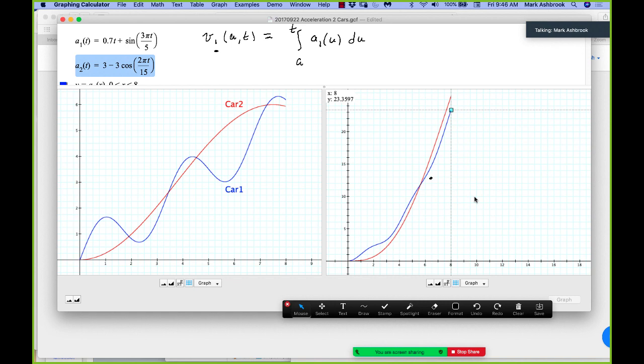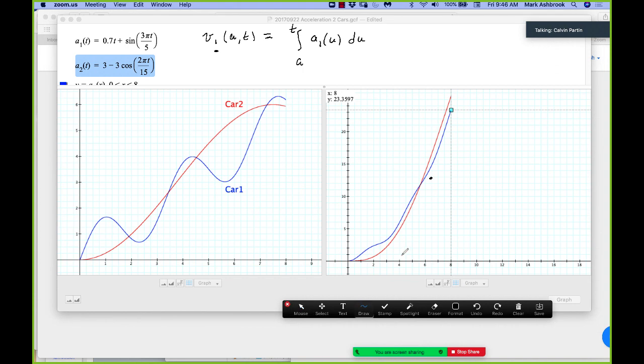Okay, so how can we know for sure? We want to know for sure, given these velocity functions, will car 2 pass car 1 or not by 8 seconds? How can we know for sure? Could we take the integral of the difference between the velocity functions? Okay, so let's keep the cars separate. How can we do that, keeping the cars separate? Could we graph the position function, the integral of the acceleration?